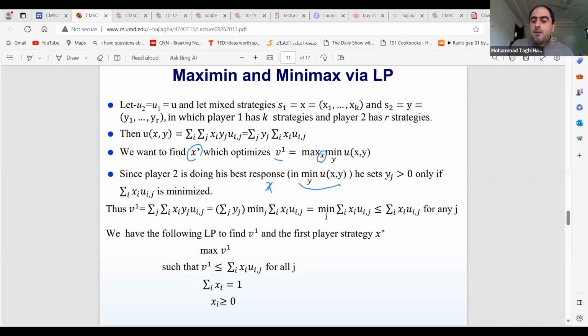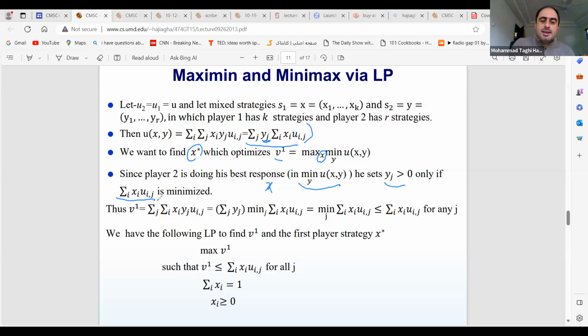So it means that if yj is greater than 0, then this should be minimized. This is similar to the GPA paradox that I was talking about. It does not make sense to put yj greater than 0 in this sum if this sum of xi uij is not minimized, because here we have yj times that. So you want to put the mass on something that is minimum, because you are trying to minimize this. You only do it if the second part is minimum. Otherwise, you can just move your strategy and put the mass on the one that is minimizing this.